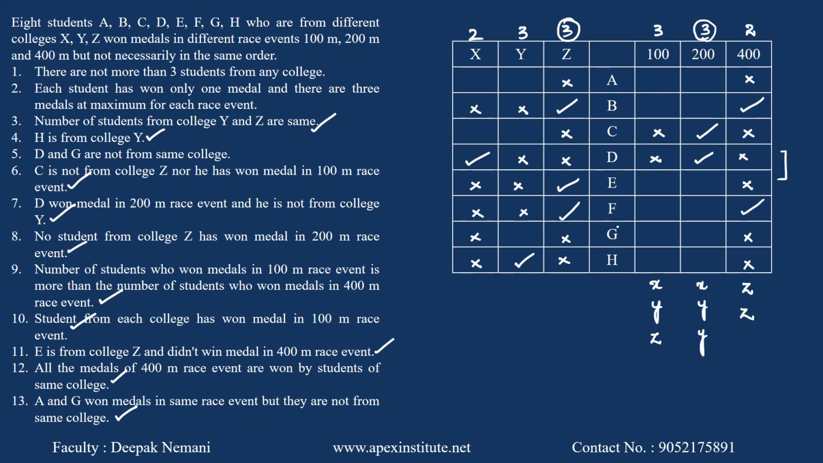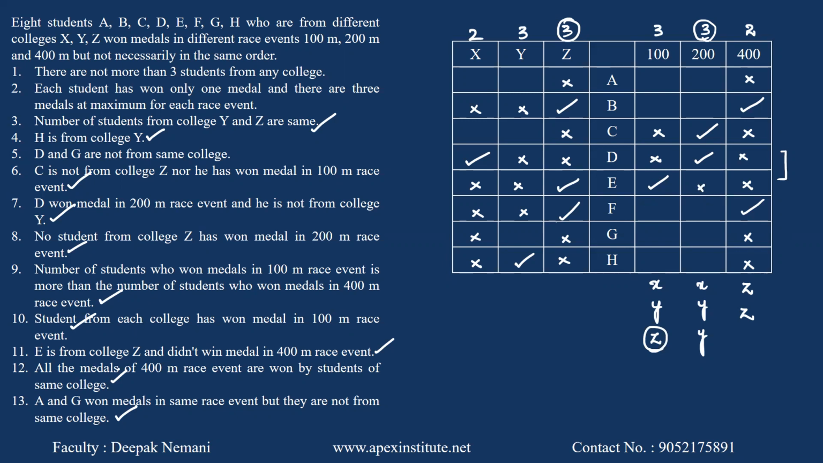D won a medal in 200 meters race event, and he is not from college Y. Now G, A, C, and G. E is from college Z and did not win a medal in 400 meters. So E has won a medal in 100 meters race, because you need to have one person from college Z who has won that medal.